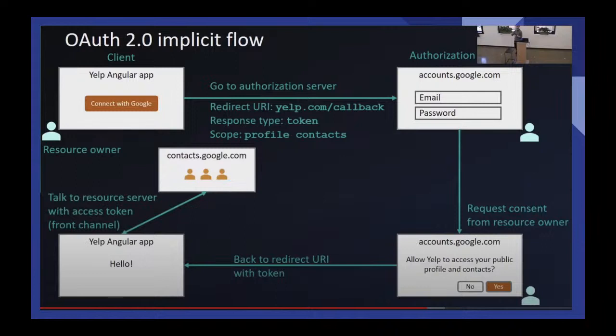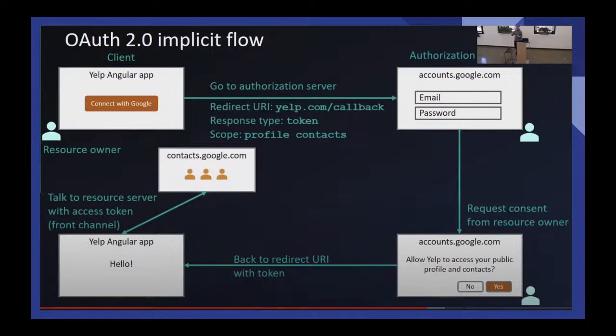For this case, you just log in from the client, and eventually they will take me to the box with email and password. Eventually I just type and then log in. Then it's the same thing. Allow Yelp to access your public profile and the contact. If I say yes, then eventually they will directly give me the token. Then with this token, I can share this contact information with Yelp.